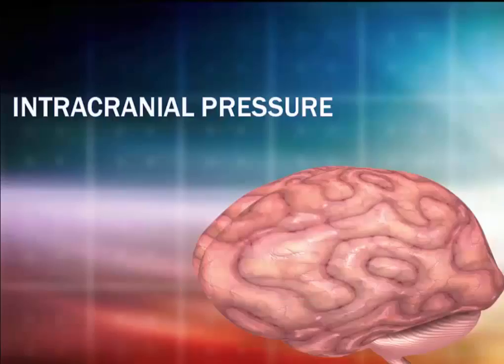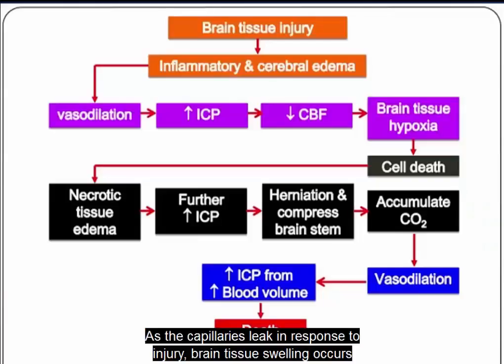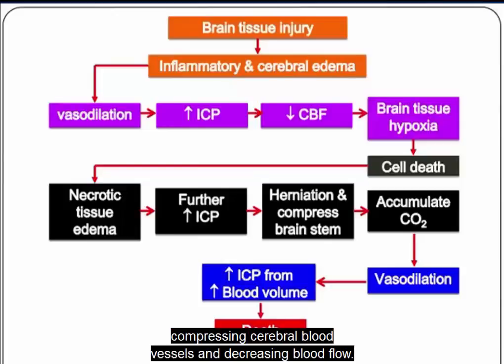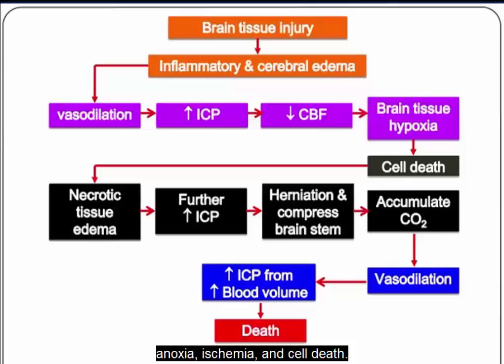Intracranial pressure. As the capillaries leak in response to injury, brain tissue swelling occurs within the confining limits of the bony cranium. The pressure within the brain tissue rises, compressing cerebral blood vessels and decreasing blood flow. This reduced cerebral capillary perfusion results in tissue hypoxia, anoxia, ischemia, and cell death.